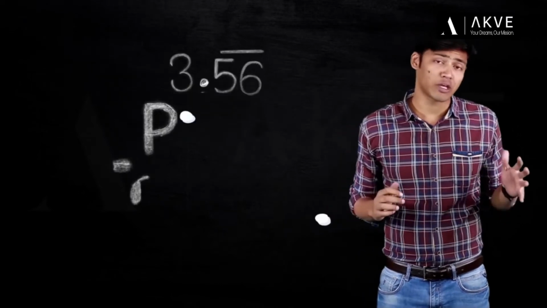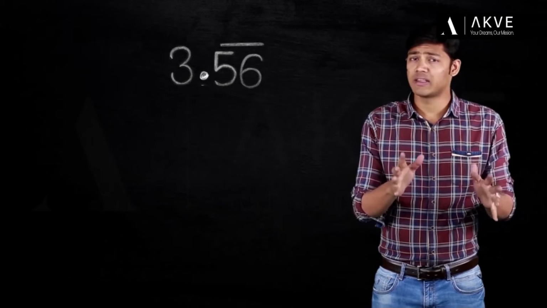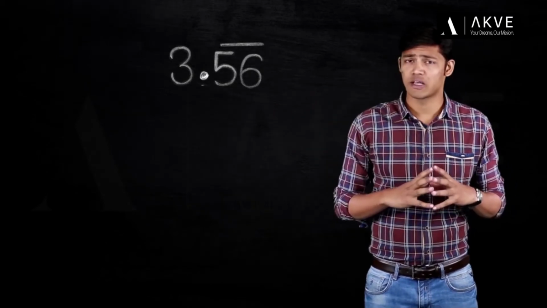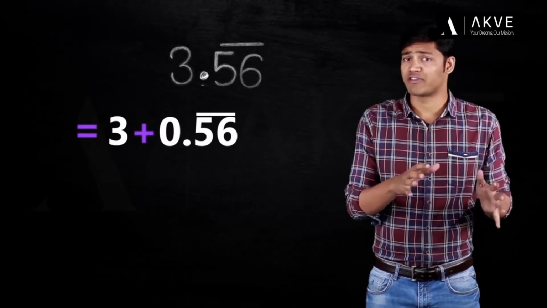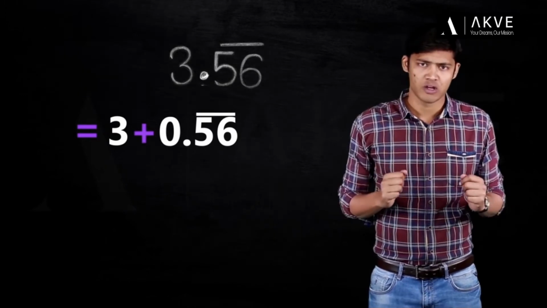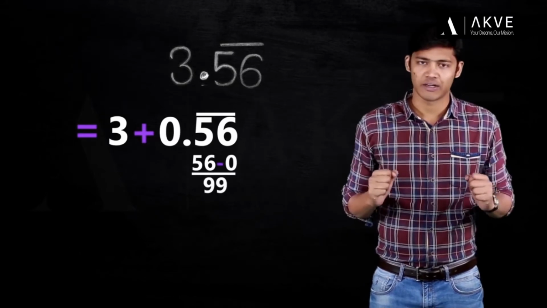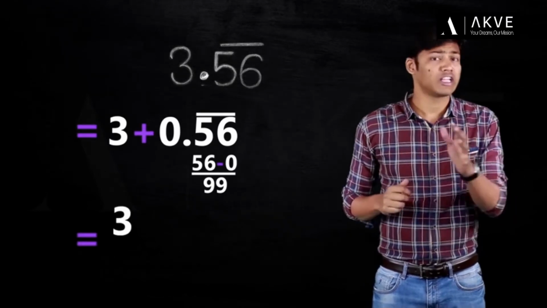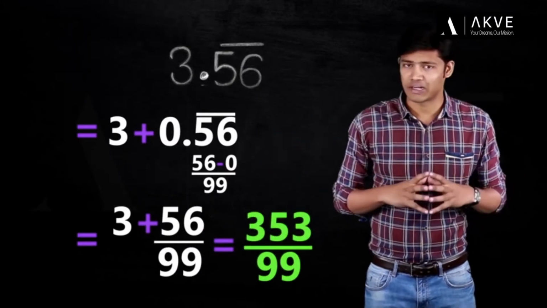Now, how can we convert a number such as 3.56 bar into its p by q form using the same trick? For this, write the number 3.56 bar as 3 plus 0.56 bar. Now we know how to convert 0.56 bar into p by q form with the help of this trick. So the number will be 56 minus 0 divided by 99. So the final number will be 3 plus 56 by 99, which is 353 divided by 99.